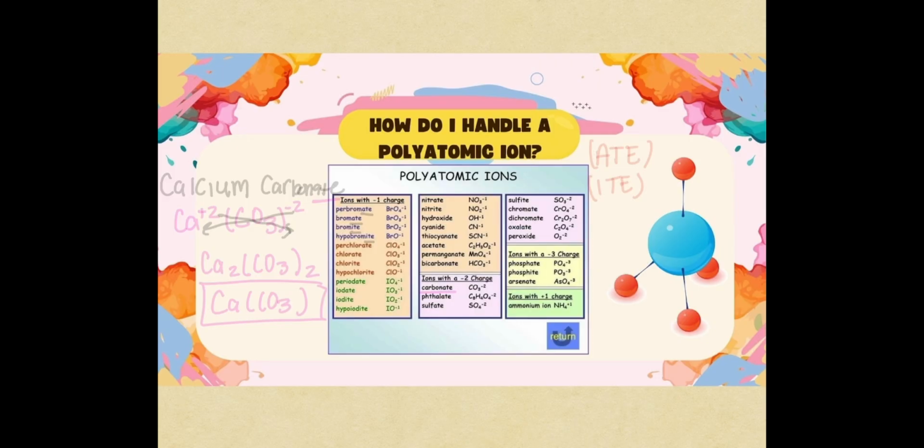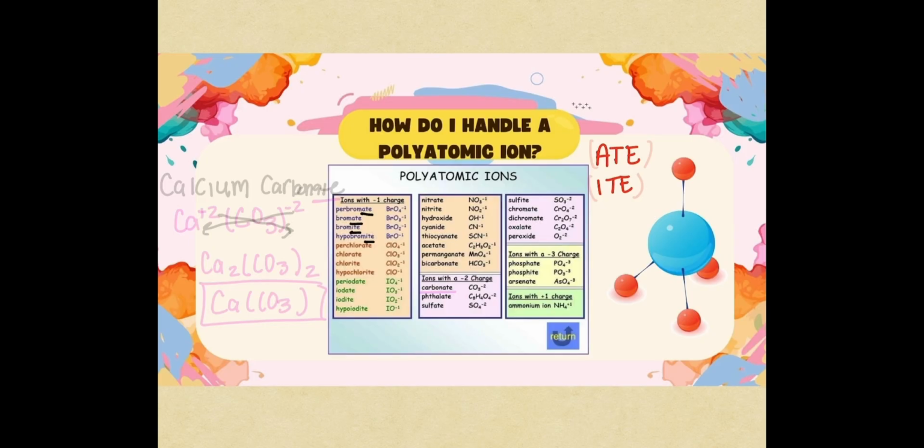Now, how you can identify that you have a polyatomic ion is because most polyatomic ions end in ATE or ITE. And if you look, as I go through, you can see here, it ends in ATE, ITE. You see that? So if the name ends in ATE or ITE, it is likely a polyatomic ion, okay?